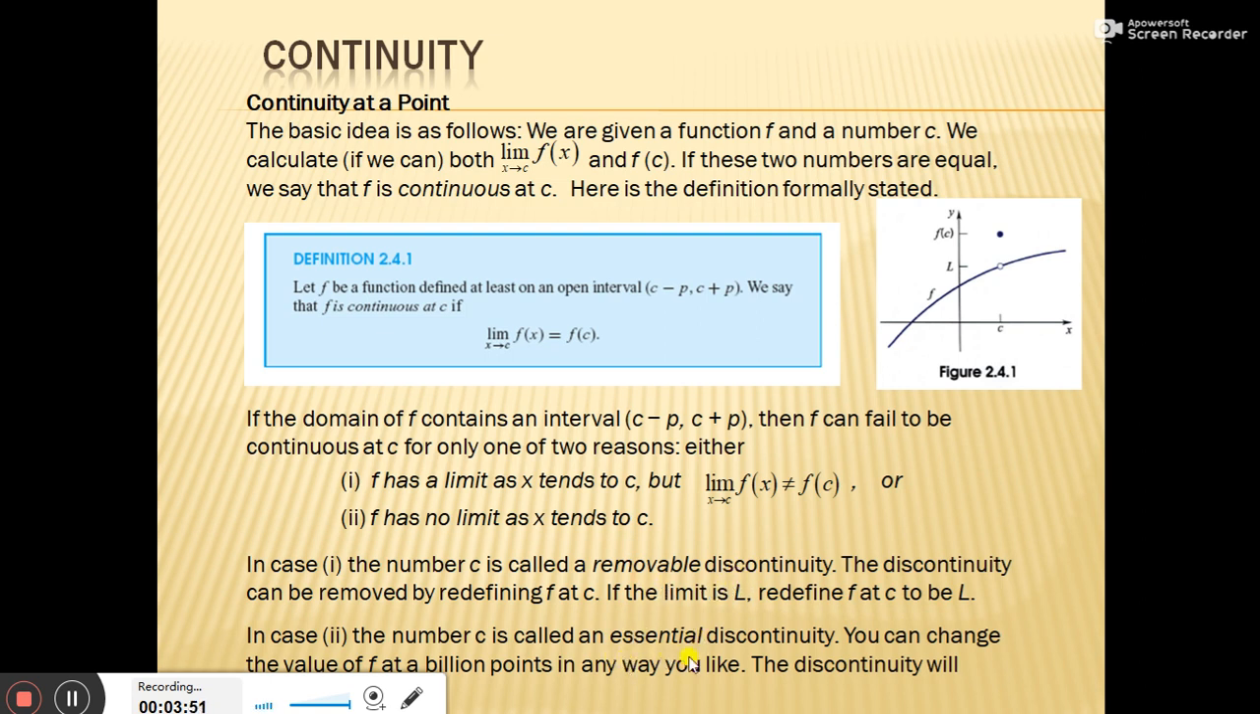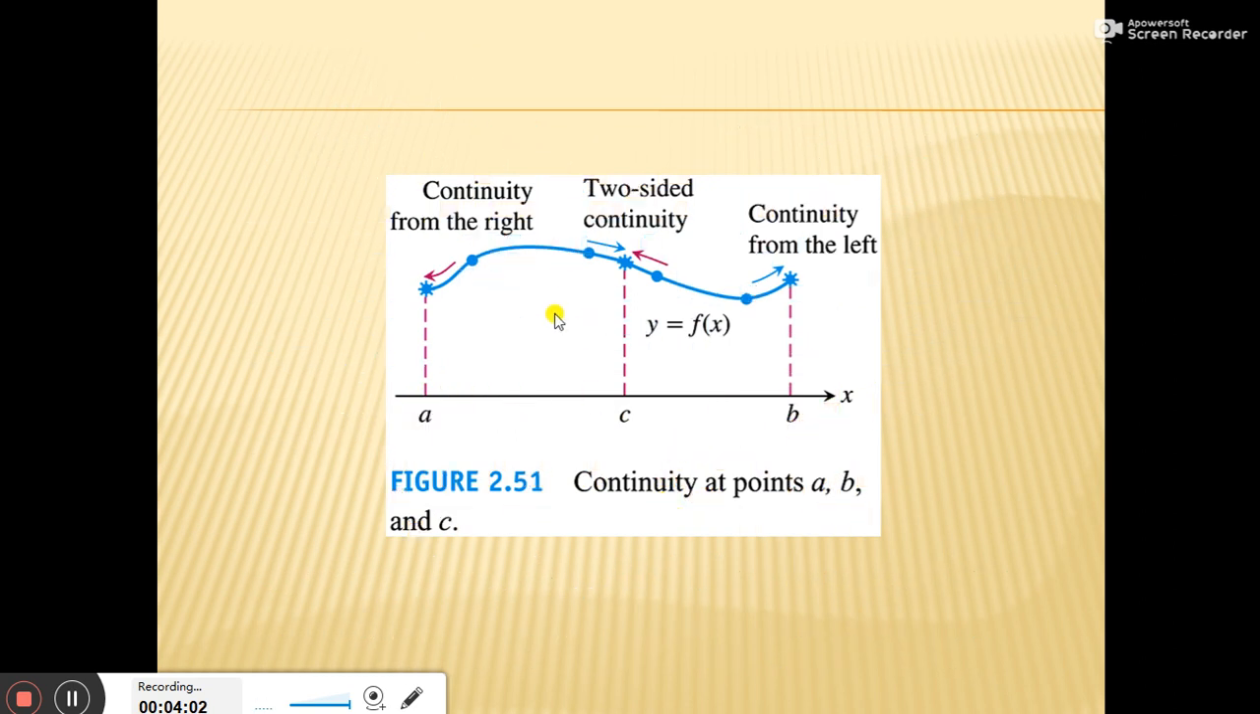And the second one is essential discontinuity. That means in this case no change of value at the point can fix it, and the function remains discontinuous.